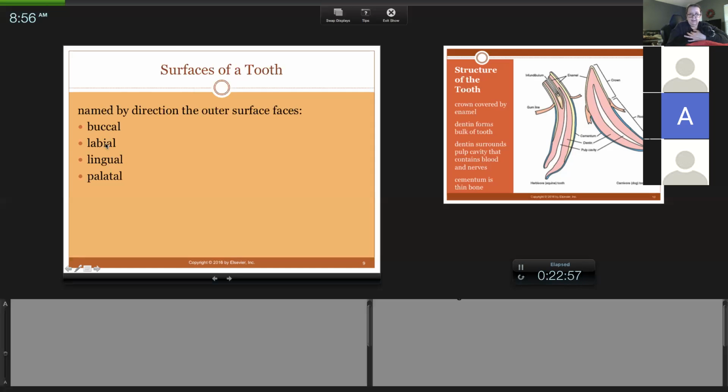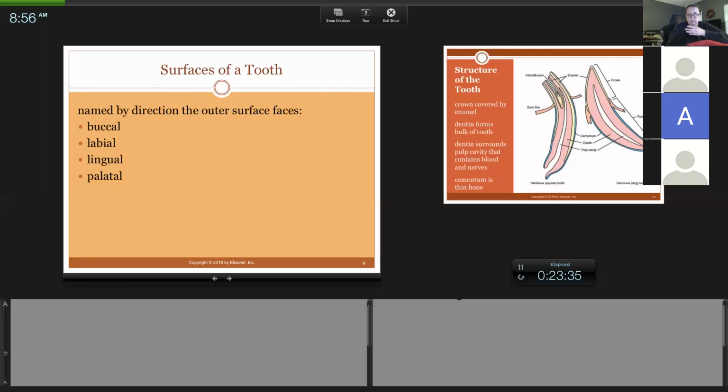Now think about this. The labial surface is pertaining to lips. So these front teeth are your incisors. The top and the bottom are your incisors. They touch the lips. Do your back teeth touch the lips? No, they touch your cheek. So if I said there was a cavity on the labial surface, you know it has to be on one of these front teeth, basically the ones between the canines. Everything from the canine back is a buccal surface because it's touching your cheek. Everything between the canines is a labial surface.